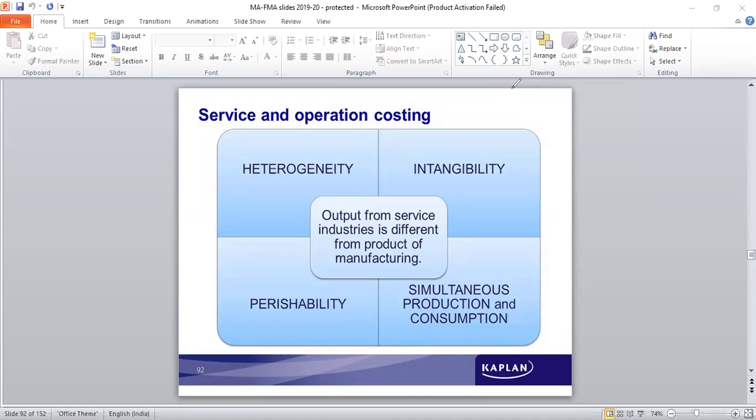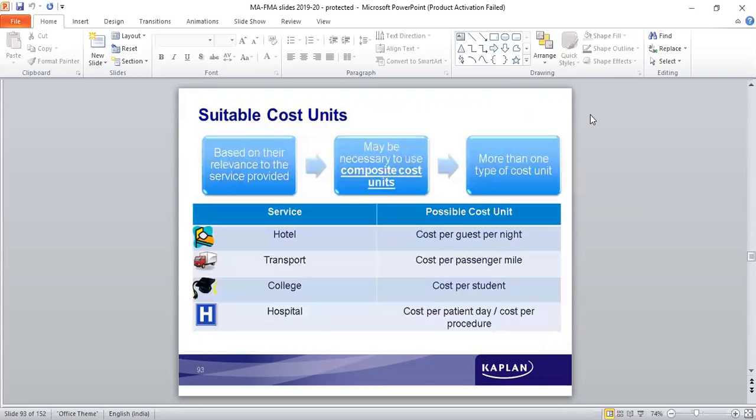These are the four main points of difference under service businesses versus the manufacturing business. So now the concept of how do we account for that. Based on their relevance to the service provided, it may be necessary to use composite cost unit, more than one type of cost unit. So here the examples are given.